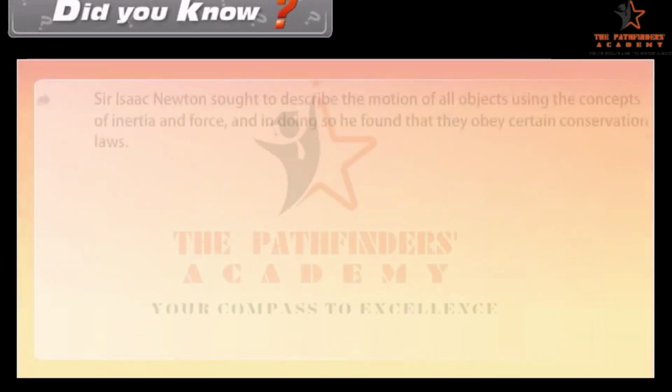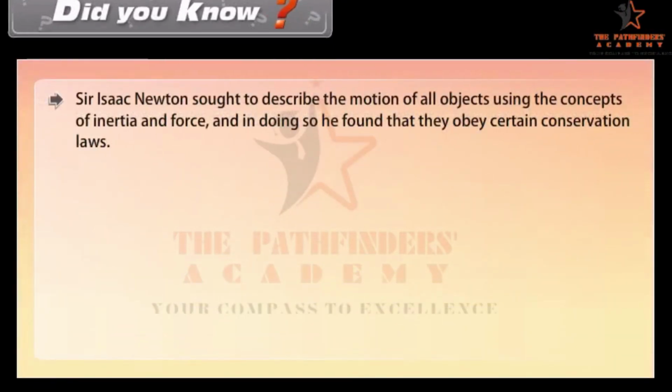Did you know Sir Isaac Newton sought to describe the motion of all objects using the concepts of inertia and force, and in doing so, he found that they obey certain conservation laws.